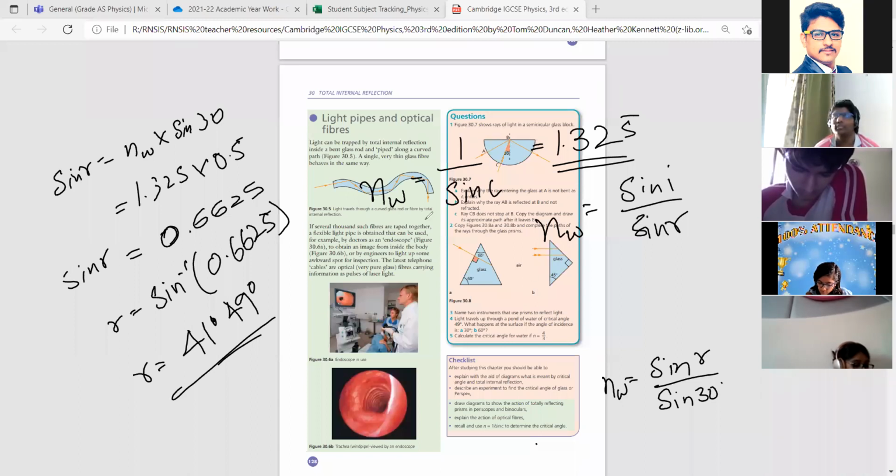So in this question, we use our formula twice. This is the trickiest question which we can solve, and it is always connected to total internal reflection. Please solve more questions on this. You all need practice. Okay, sir.